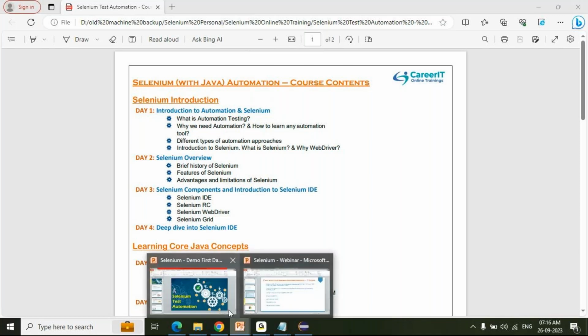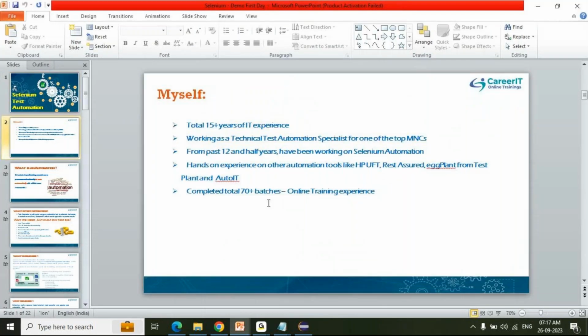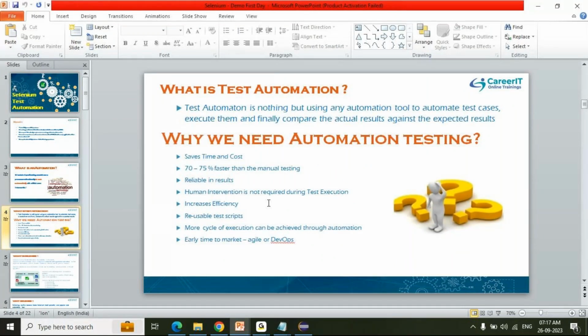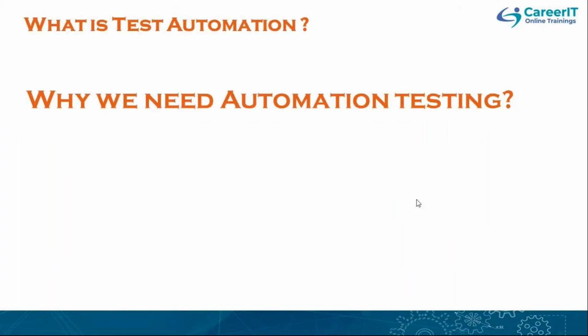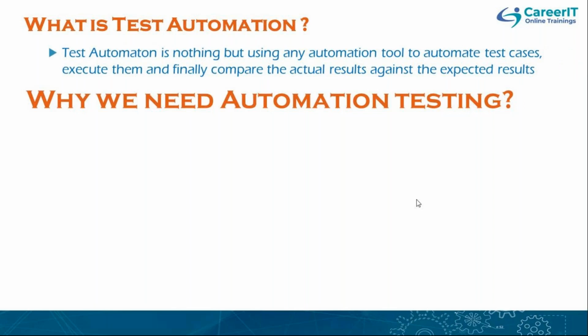Let me quickly show, yeah, this one. So automation testing, or test automation, is where we use an automation tool and, using that, we automate the test cases. Here the test cases are nothing but possible scenarios. We will automate those test cases, run or execute them, and our final goal is to verify or validate the actual results against the expected results.